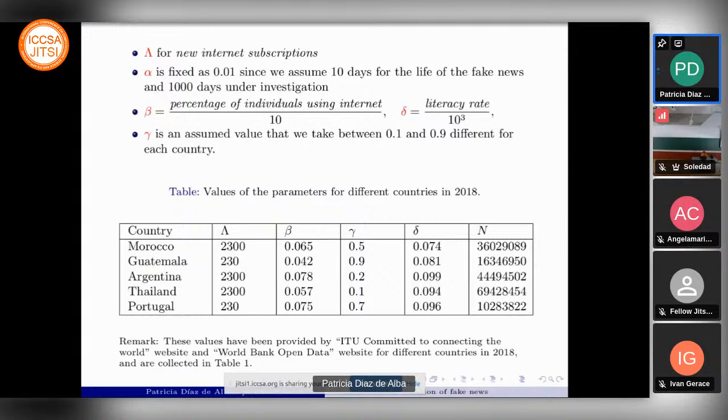So in this table, we have the values of the different parameters for five different countries. These values have been taken from these two websites, which have available data that facilitate the study of these kinds of models.